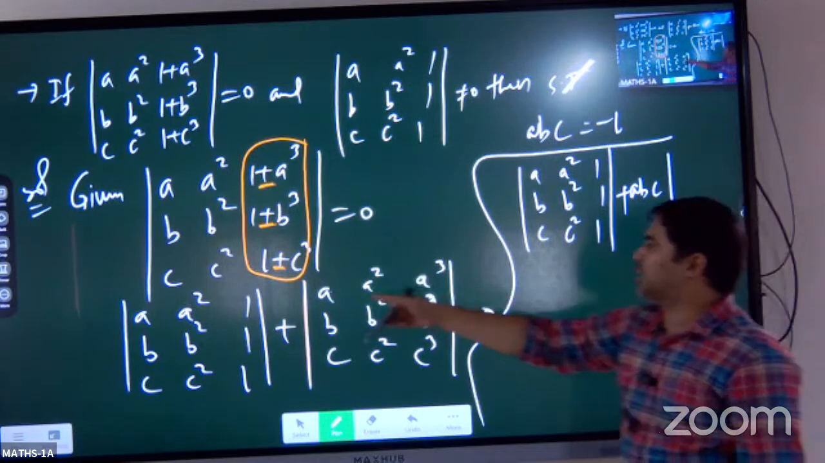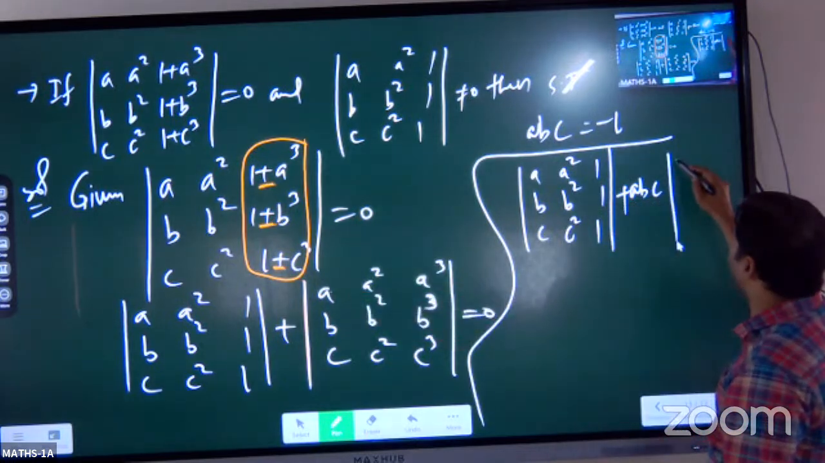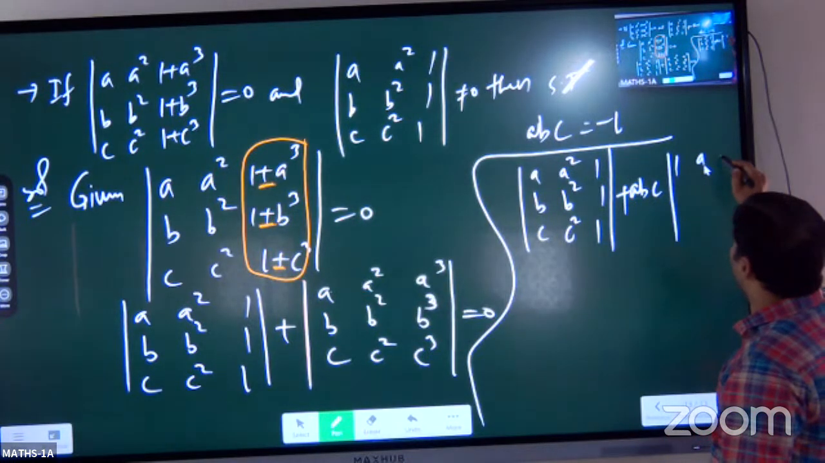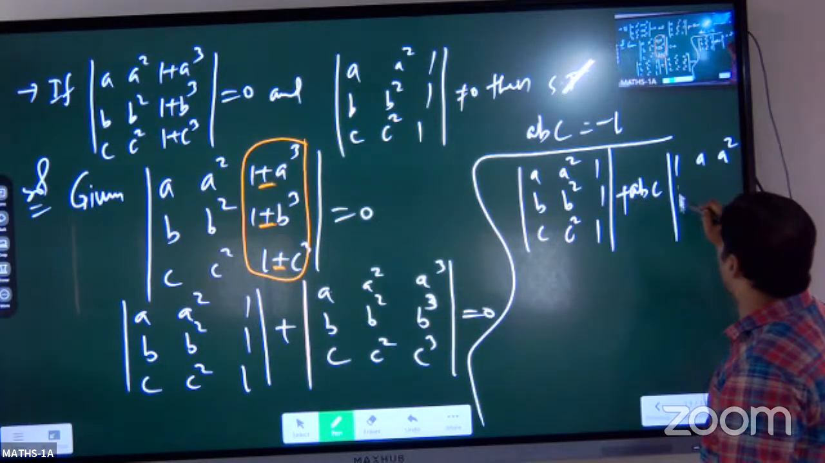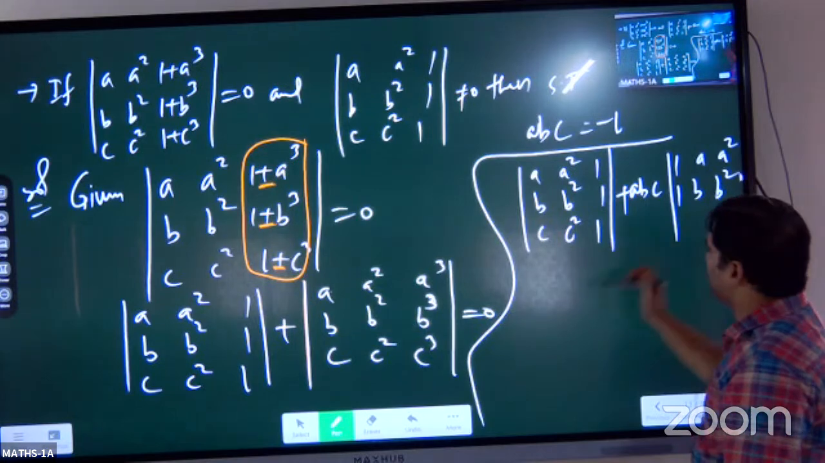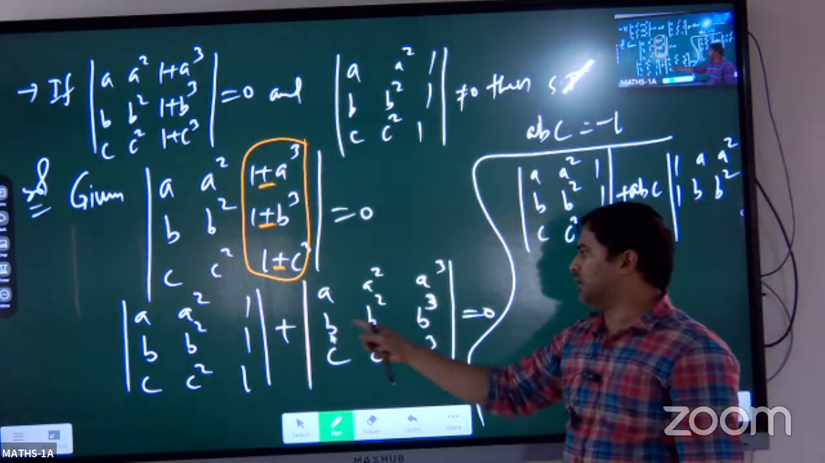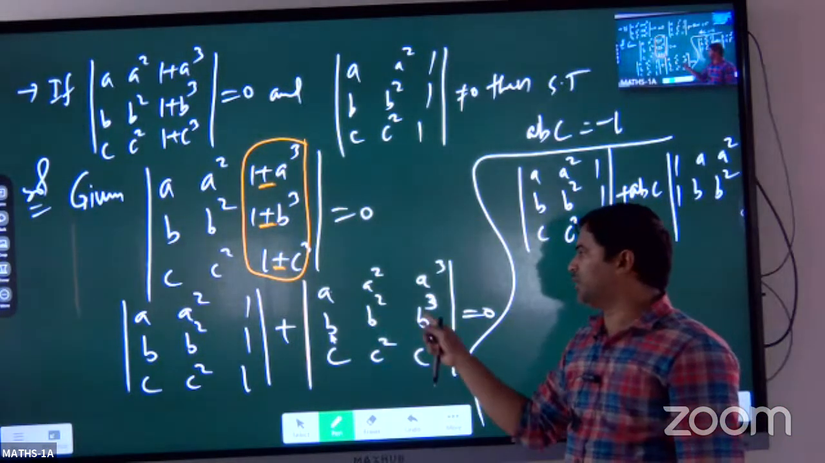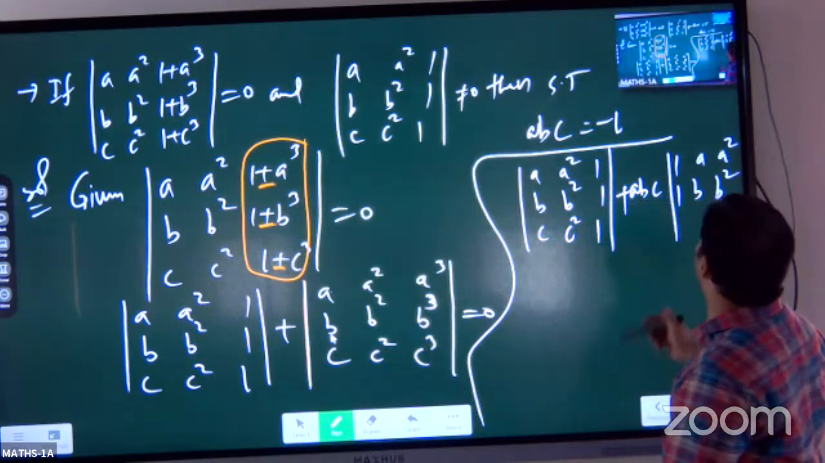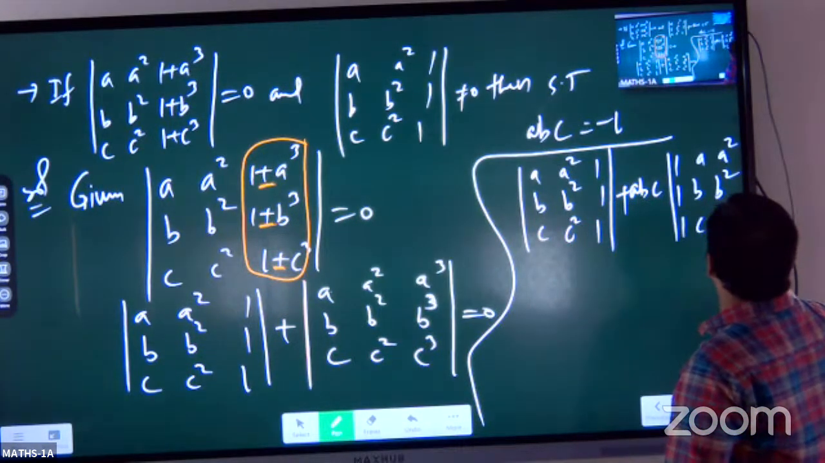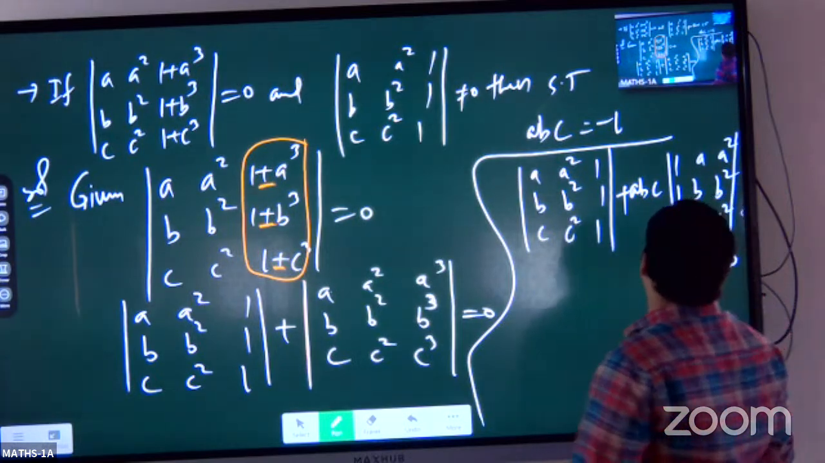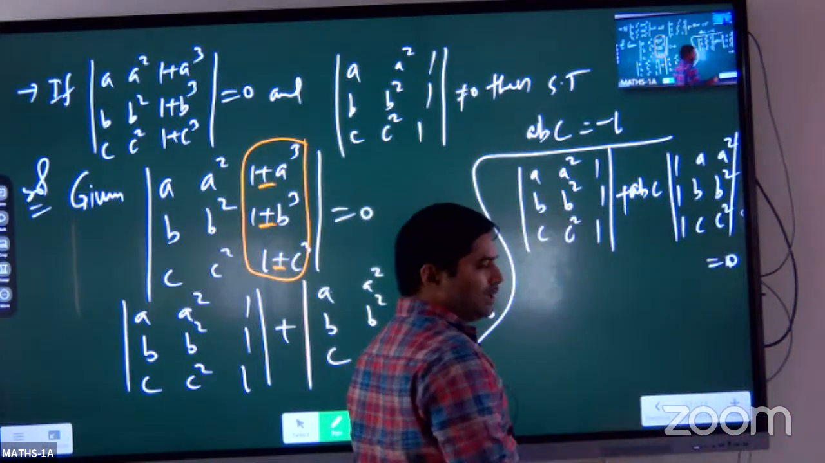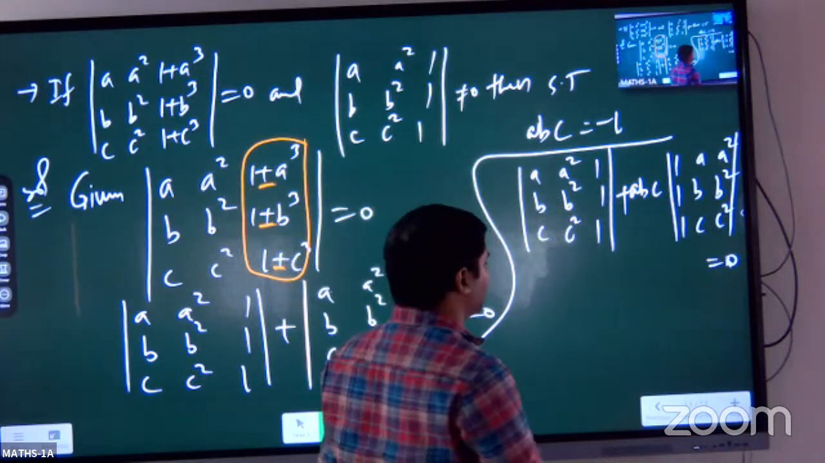Suppose when I take A common from first row, what I will be getting here? 1, A square, correct? Next, B common from second row, 1, B square, because I took 1 B outside. So 1 here, B square means 1 B will be left out. B cube means B square will be left out. Is it clear? 1 C square, right? Still that is equal to 0. Now, yeah, next step I will do in next board.